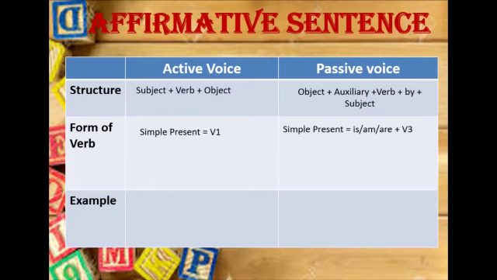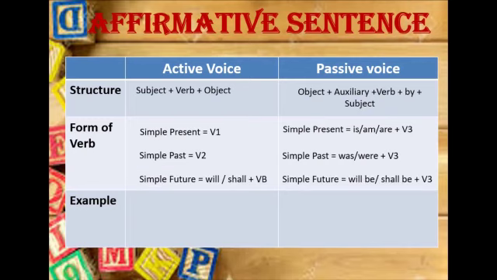So here, let's see all the forms of verb. What forms of verb do we use in all three types of simple tenses? In simple present tense, we use first form of verb. But when we convert this into passive voice, we use is, am, are plus third form of verb. In simple past, second form of verb is used, and in passive voice, we use was, were plus third form of verb. In simple future, we use will or shall plus base form of verb. Base form means that first form without the addition of s or es. And when we convert this into passive voice, we use will be or shall be plus third form of verb.